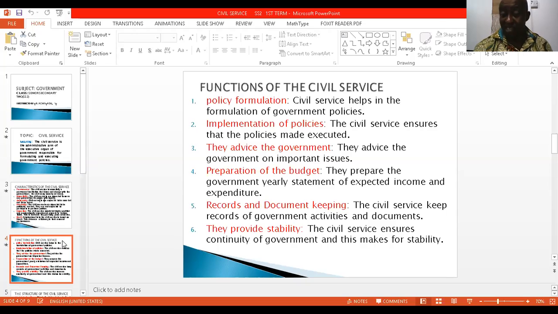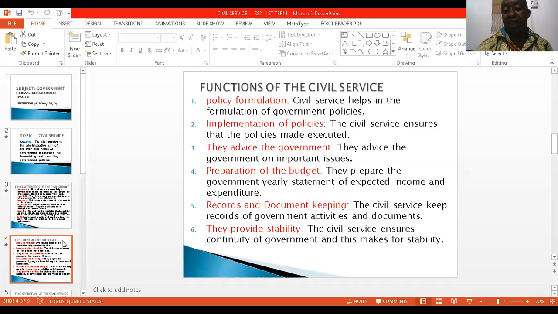Even in schools, the school keeps records. Sometimes the ministries will come to various schools and ask, we want to see your record on this, we want to see on this. These are documents and record keeping. They belong to the civil service. This helps to guide the formulation of policies and programs in their various ministries. They provide stability. The civil service ensures continuity of government, and this makes the government of the day to be stable.